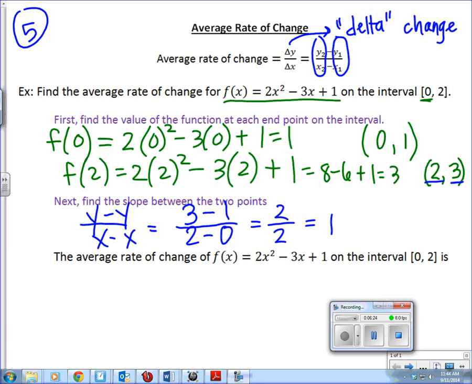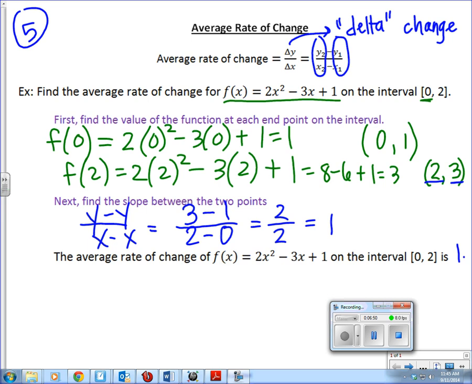So then, let me move this down. So then the average rate of change of this function, what is this going to make when we graph it? A parabola, because of the x squared, right? So if we were to mark those points on the parabola, the slope between those 2 points is 1.